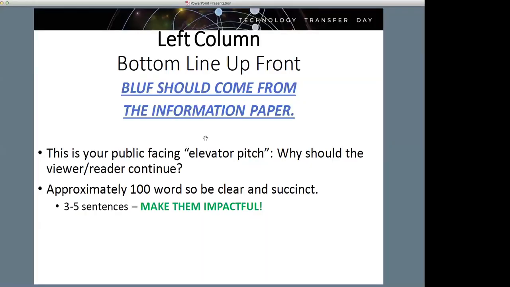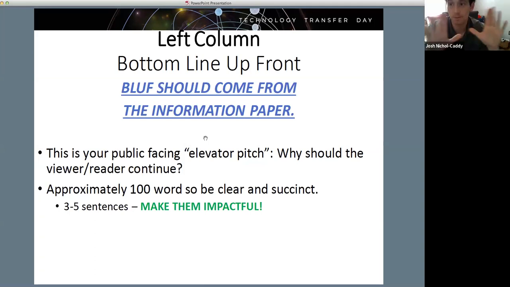So again, on that Box folder, there is a poster template, and I'm just going to work down the left column. That very first upper left part of it is the bottom line up front. And this can come exactly from your information paper. Like we were saying, the tech scouts are looking for a cohesive package. Each document has its own goal and audience that it's speaking to. The poster is probably the broadest possible audience. But that information paper should really be common across all of those.